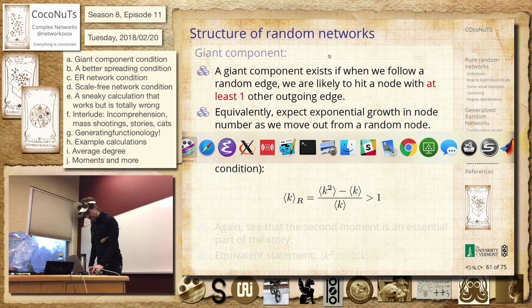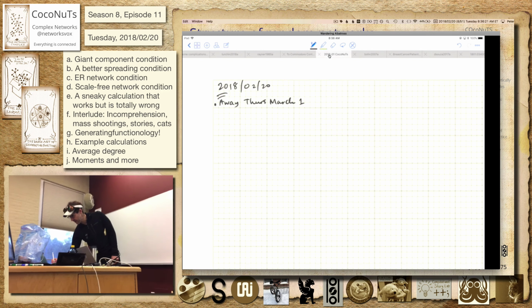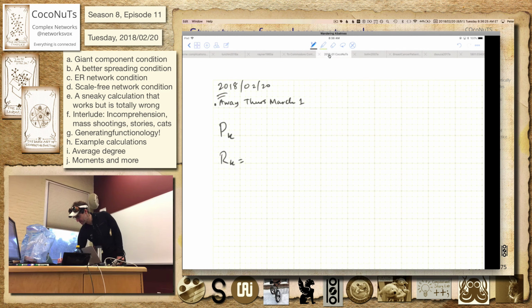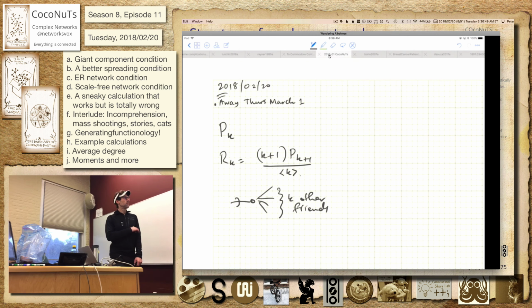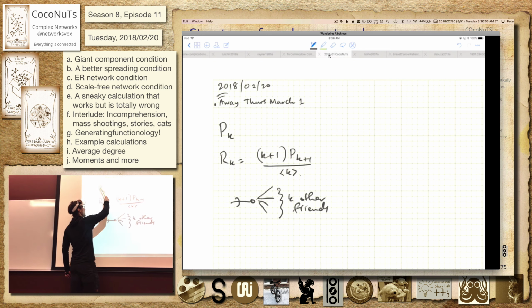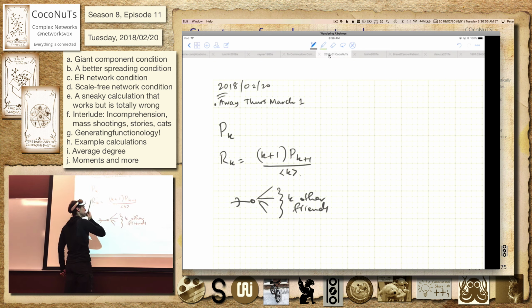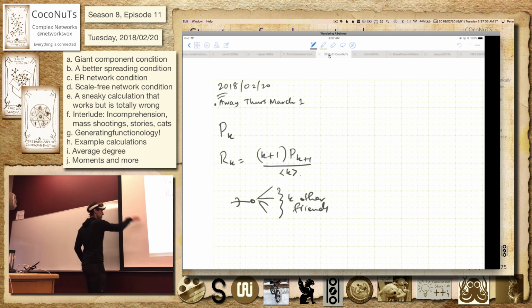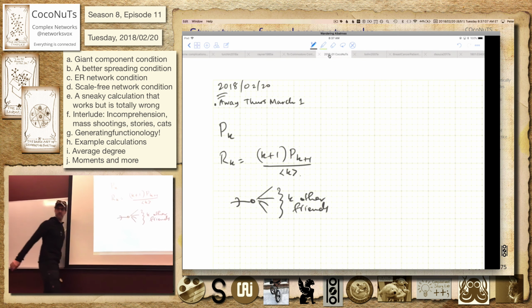Just once again, I think I should write this down. We've got P sub k, and then R sub k is the probability that we hit a node of degree k plus 1, because we're interested in k other friends. Think of it like that. And then we'd have to normalize it, and the normalization will turn out to be the average degree. So as we move from the underlying degree distribution to this edge degree distribution, we get a linear factor. If we have a degree distribution and multiply it by k, it's going to push it a little bit to the right.